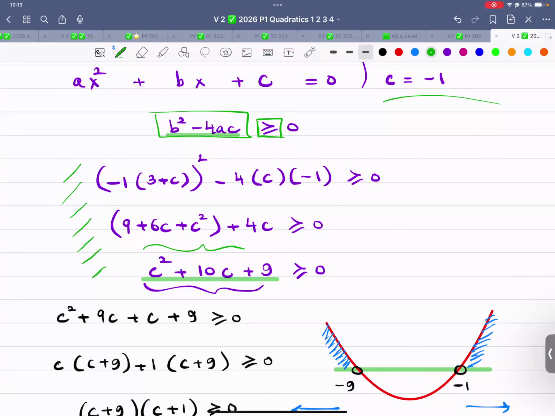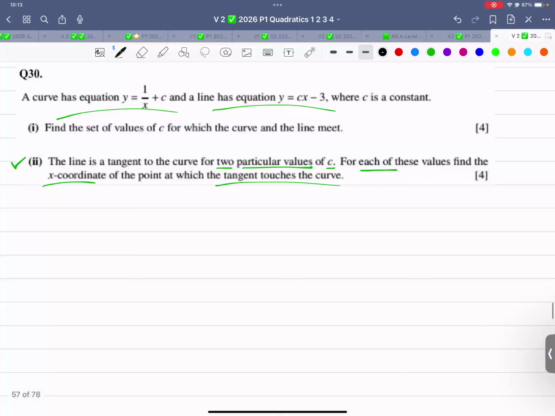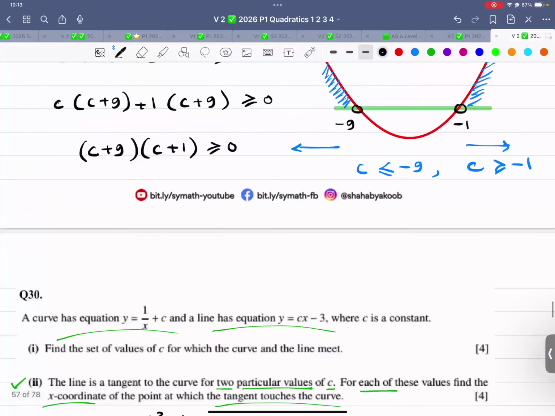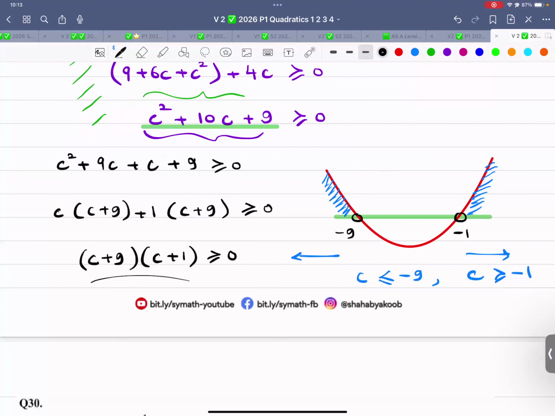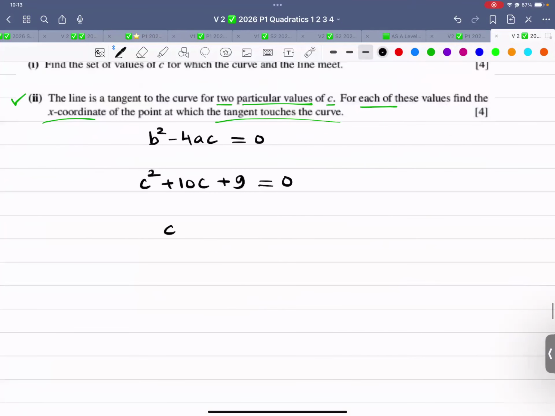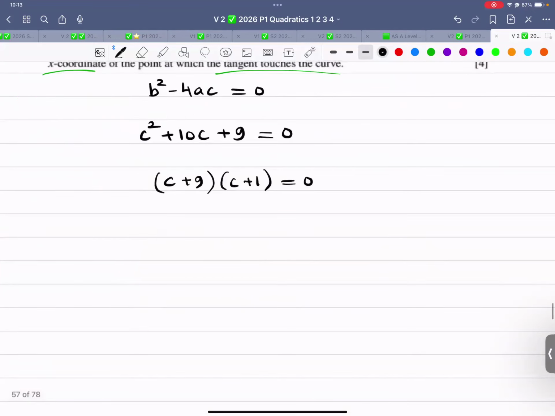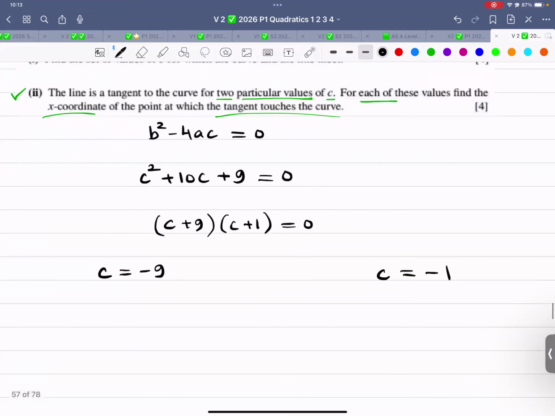Just pick this thing up, c squared plus 10c plus 9. So don't increase your working. b squared minus 4ac equals 0. c squared plus 10c plus 9 equals 0. All good. Now this thing is the same. (c + 9)(c + 1) is equal to 0. Therefore, c is negative 9. Therefore, c is negative 1. Is the step all good, all clear? It's the same equation. Of course, you will get the same b squared minus 4ac.